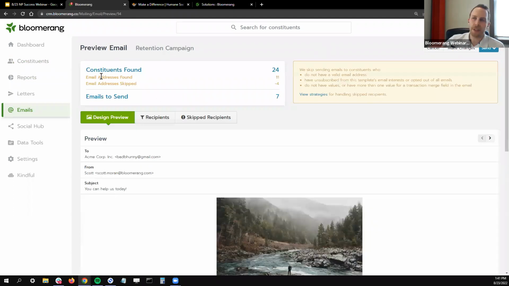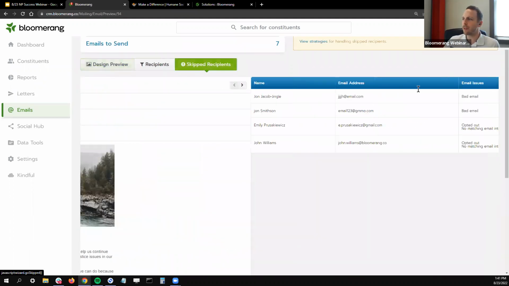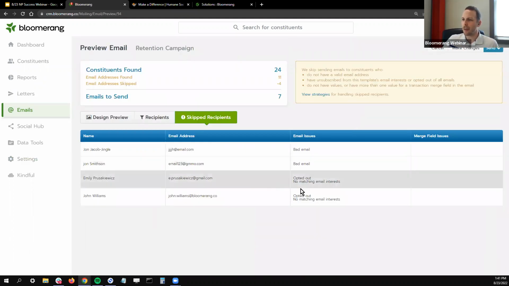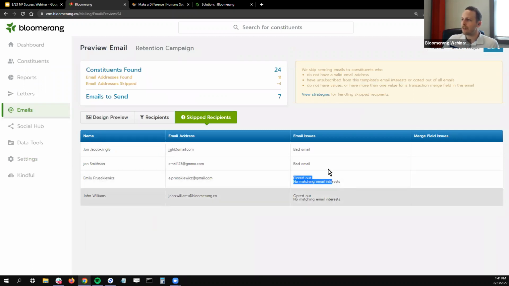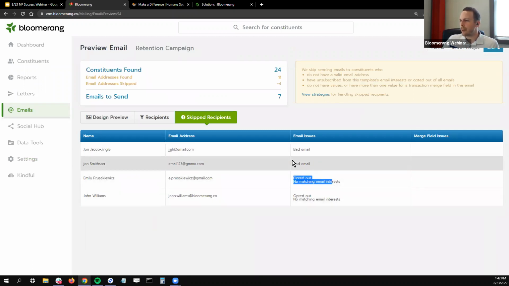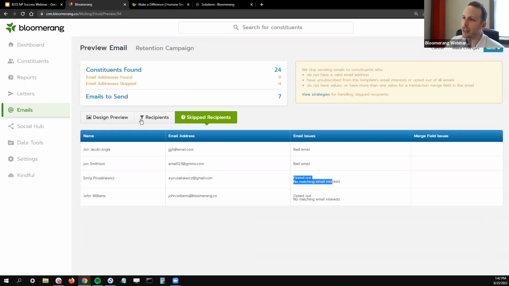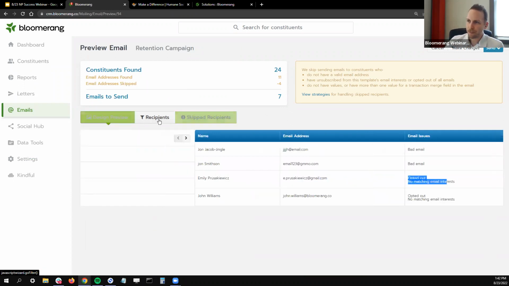And it's going to automatically do some work. It's going to find the valid email address. It's going to skip an email address that's either bad or has already opted out of communication. So you don't have to sweat, oh my gosh, maybe they opted out. Do I need to add some fancy filters? Nope, Bloomerang just does that automatically. You can even see who skipped and why. So for example, Emily here, she opted out, whereas these are just bad email addresses that aren't going to work, and we'll save you from having to send to those.